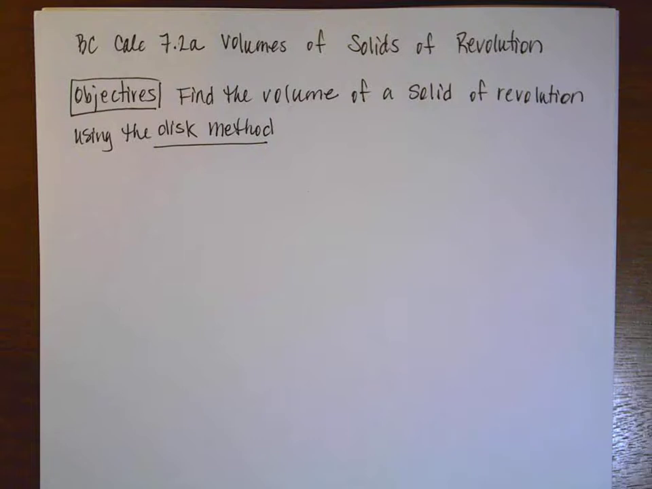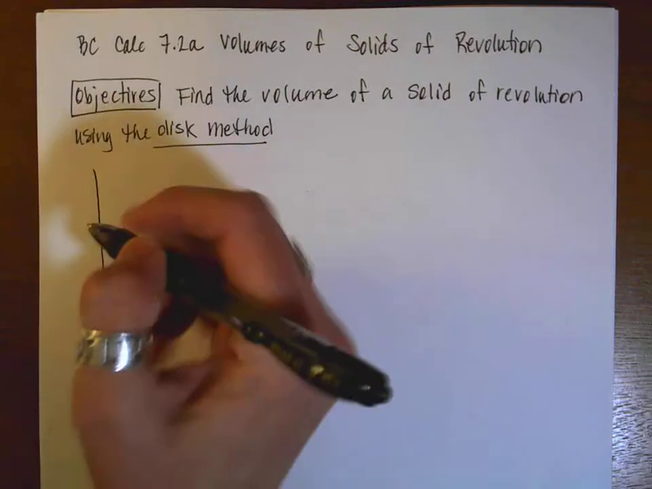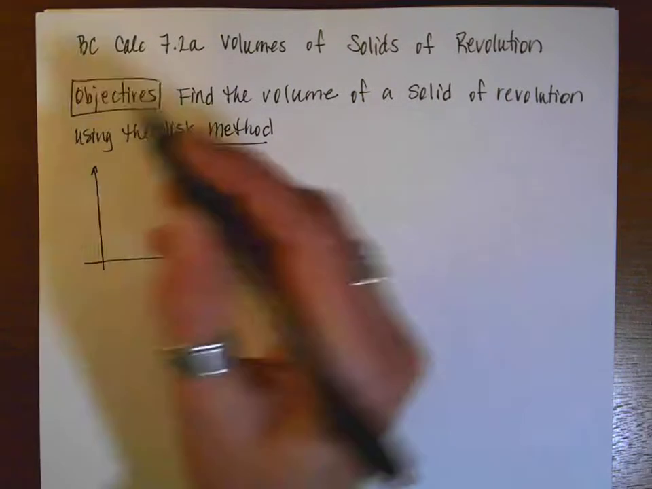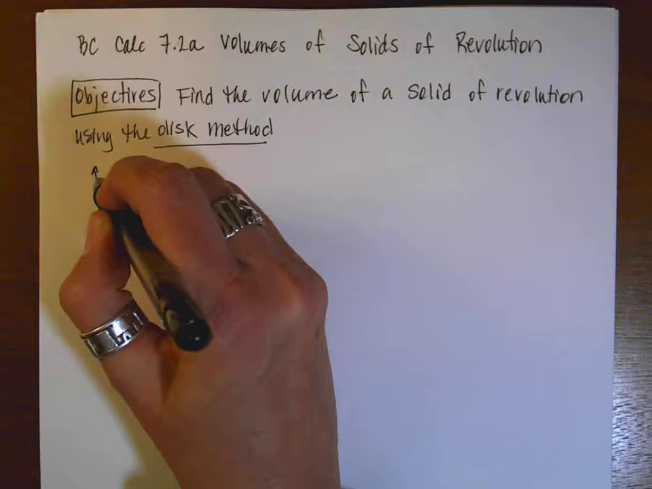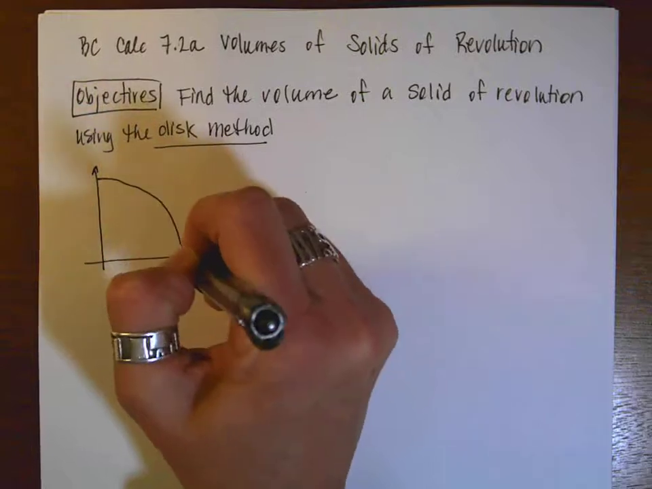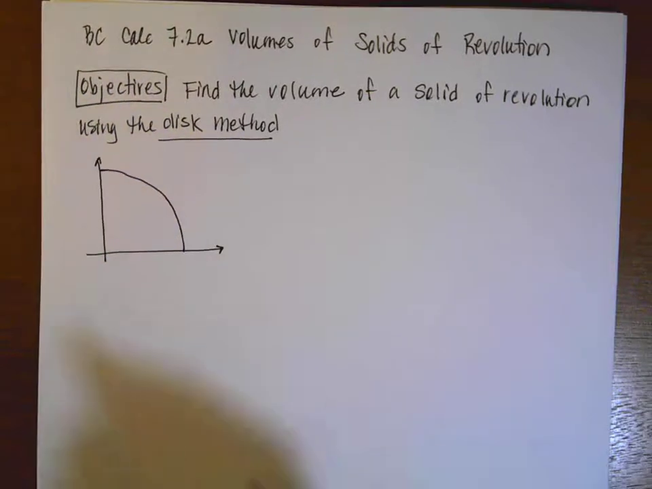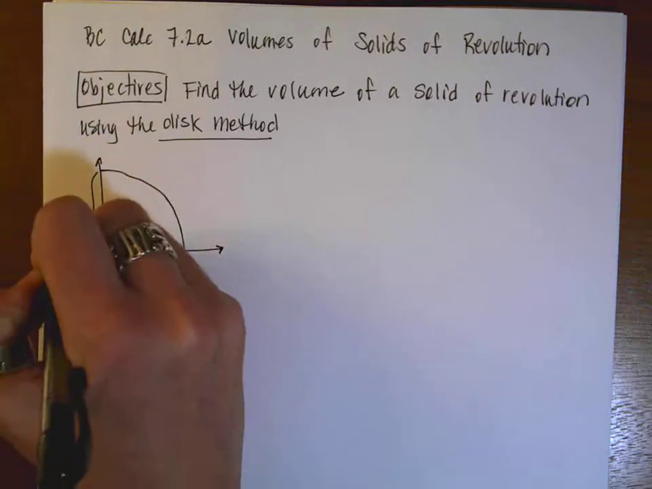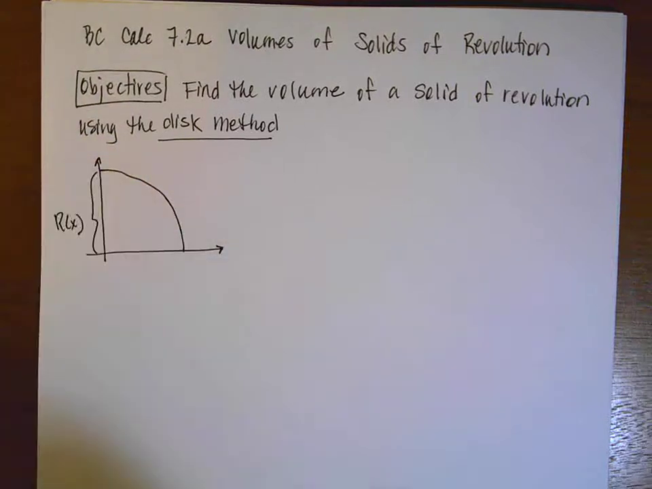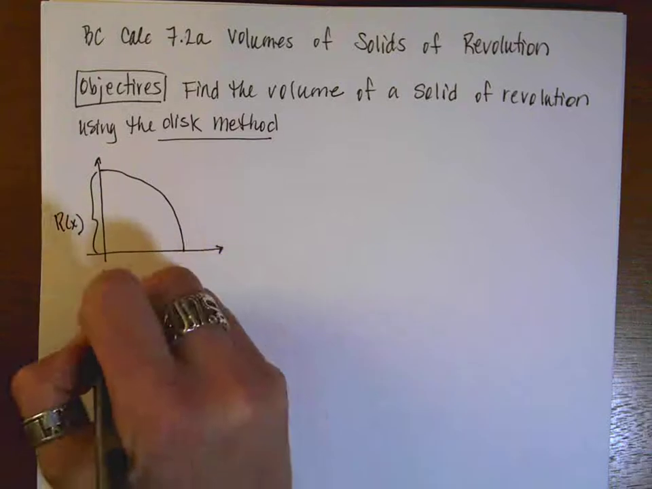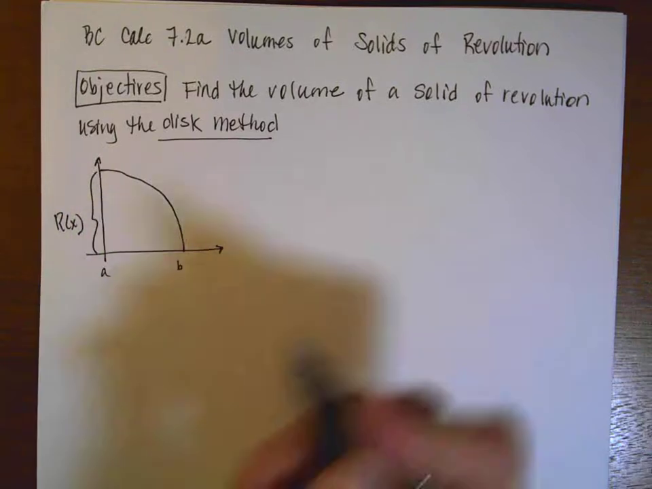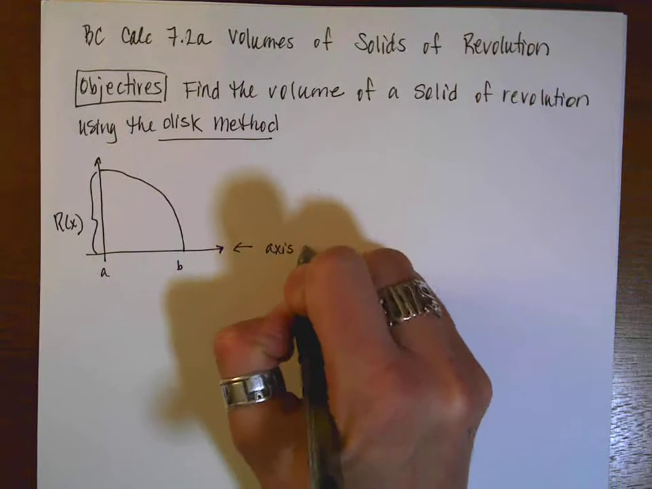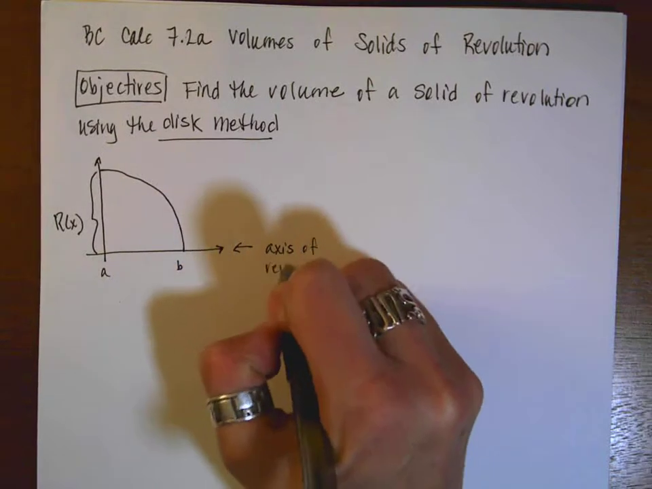All right, and remember, my day job is not drawing, so we're going to attempt to draw something that looks good, but it might not. So if this is my curve, and we're going to call the height capital R of x, then this is going to be a, this is going to be b. This is my axis of revolution.